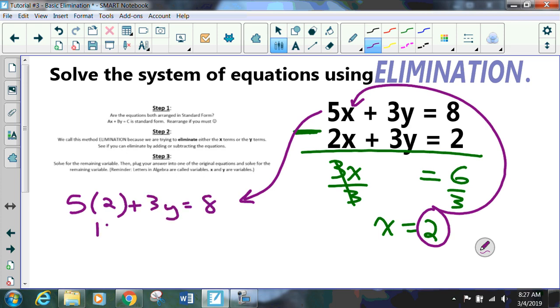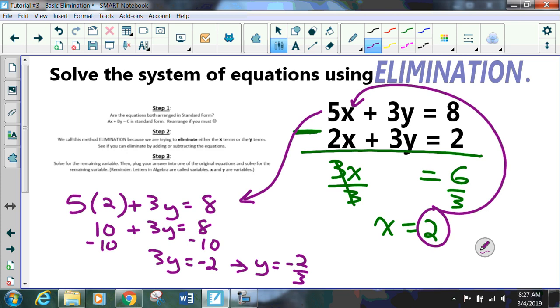5 times 2 is 10. Just a two-step from here, right? I'm going to subtract 10. I'm going to subtract 10. Oh, it's not pretty, is it? It's going to be y equals negative 2/3. It's okay to have that kind of answer where we have a fraction. It makes it a little bit harder.